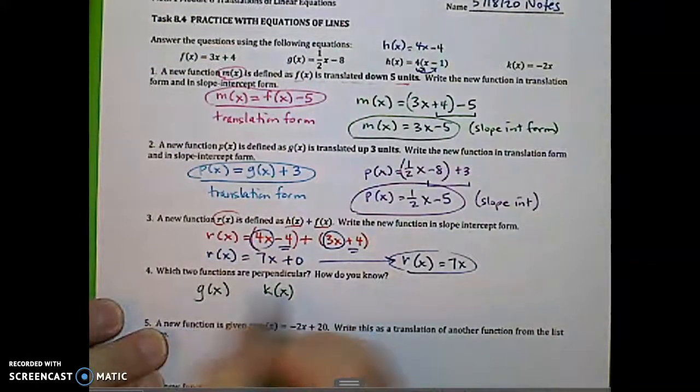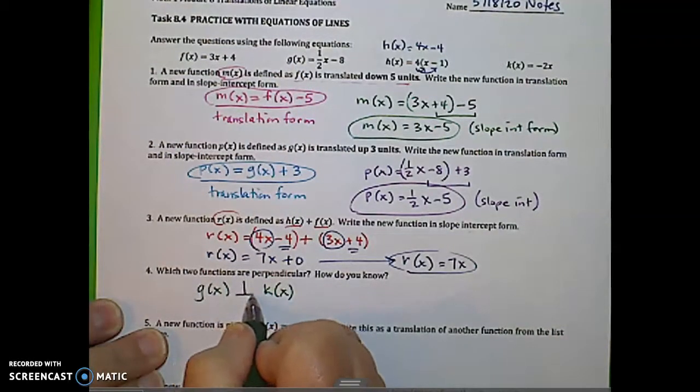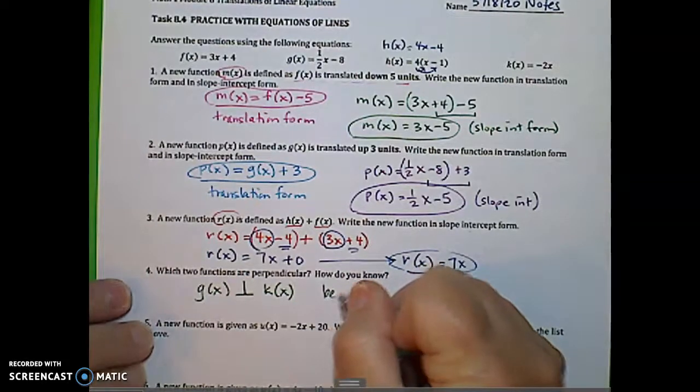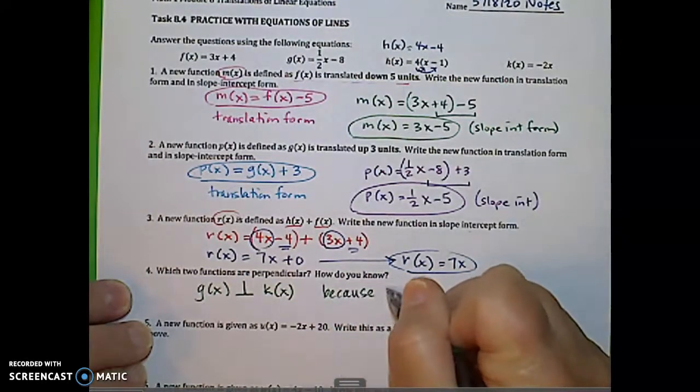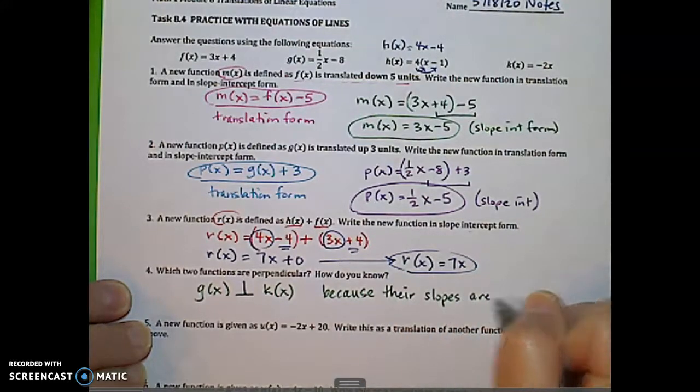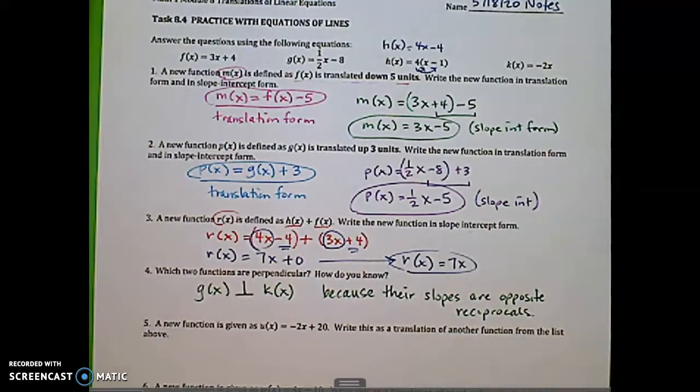And I like to write it, if they're perpendicular, I'm going to show it just like that, with the perpendicular symbol. This says the function g of x is perpendicular to the function k of x. And how do I know? Because their slopes are opposite reciprocals. Alright. Those are the only choices. There are no others that have opposite reciprocal slopes.